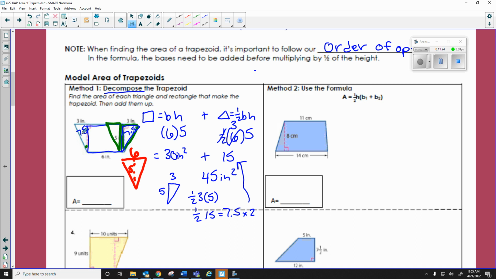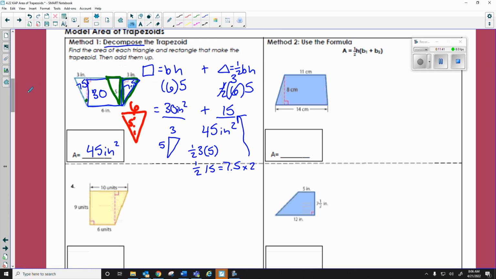Okay, so again, each one of these triangles was 7.5. This in the middle was 30. I combined all of those. I combined 30 and then the total of 15 together to get 45 square inches. Okay, that is one way to do a trapezoid. In case you ever forget the formula or don't know what the formula means, you can always do that.